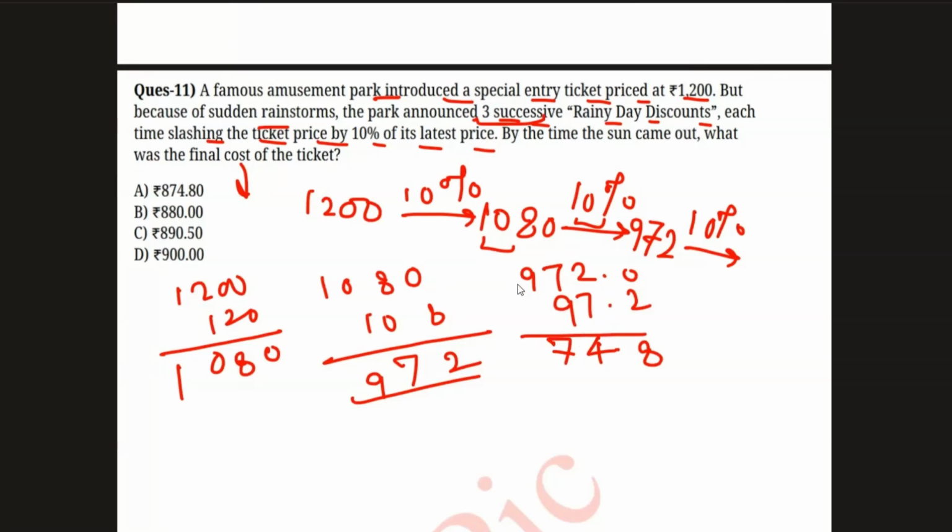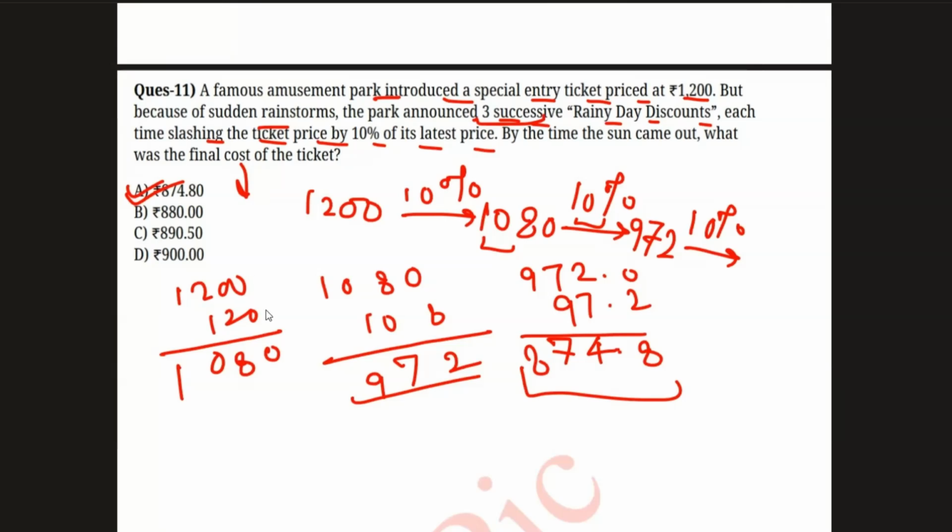Right? So, and then it is 8. So this is coming out to be, here is the decimal symbol. So 874.8, which means the option A is the correct answer. So this is how you will solve such questions. I hope the concept of successive increment as well as successive decrement is clear now, right?